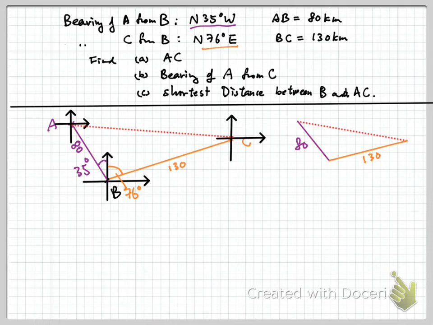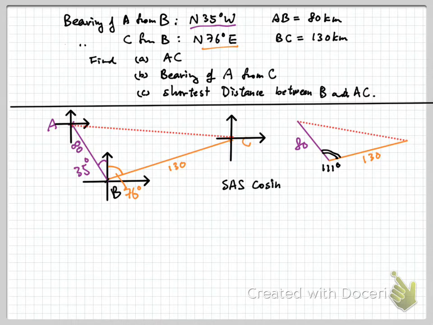What else do we know? We know the angle between them. If you draw the correct diagram, you can see the angle between them is 35 plus 76, so it's 111 degrees. It is a typical SAS situation, so we can use the SAS cosine formula to find AC.